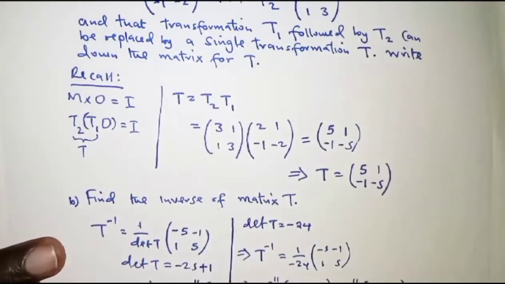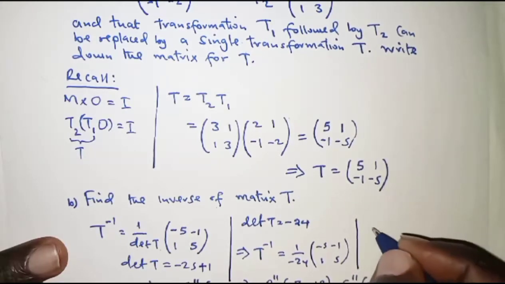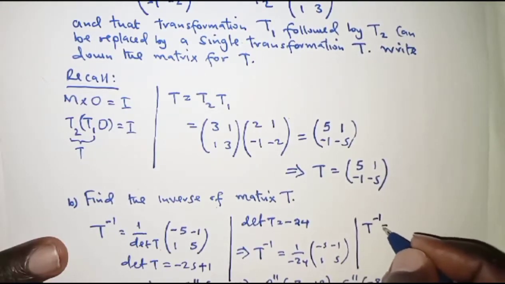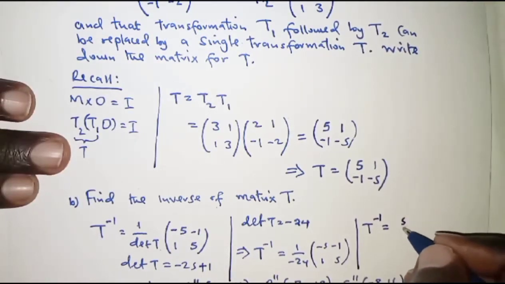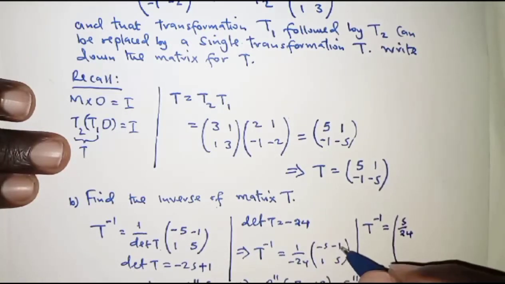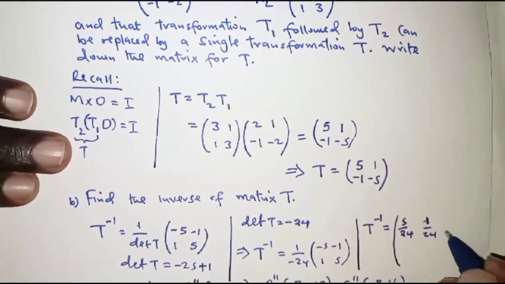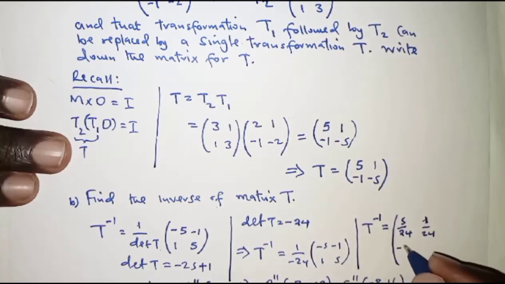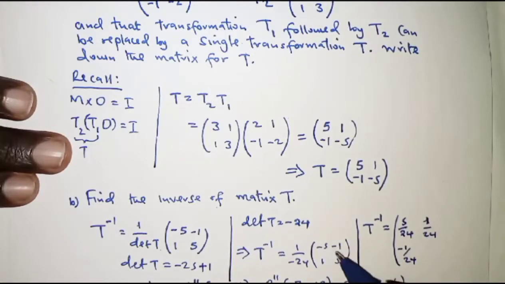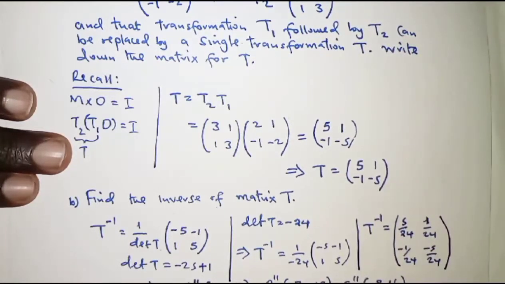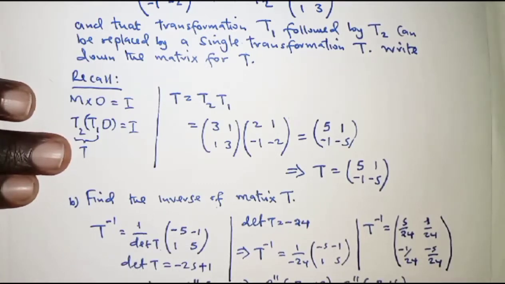And finally, that should give us the inverse as 5 over 24, and then 1 over negative 24 by negative 1 is 1 over 24. Then 1 over negative 24 by 1 is negative 1 over 24, and then 1 over negative 24 by 5, we have negative 5 over 24. So that is the inverse of T.